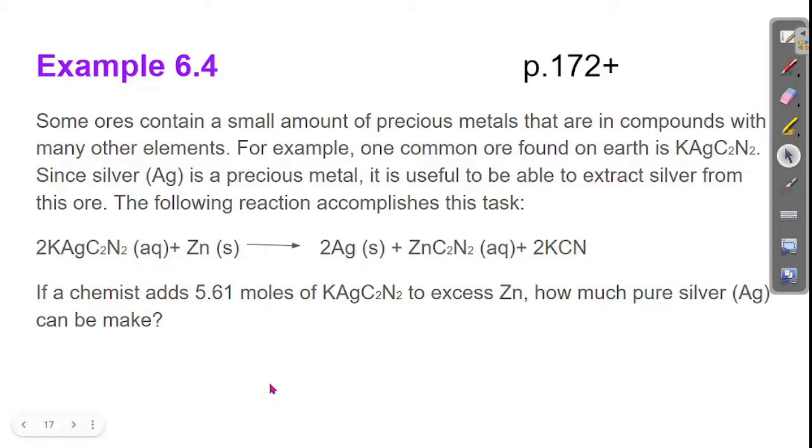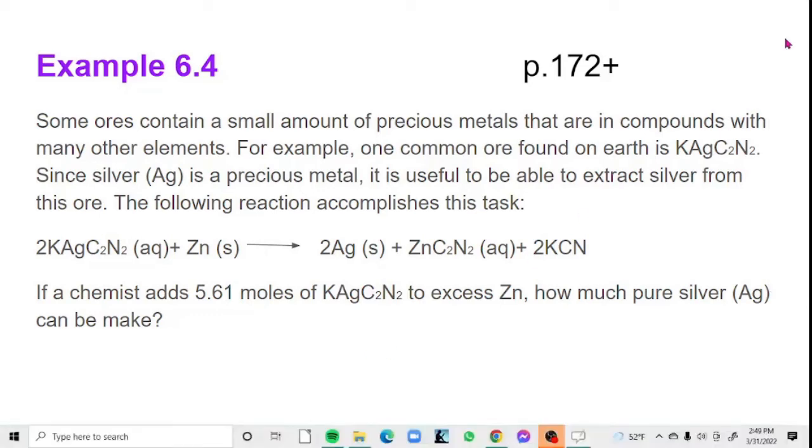If a chemist adds 5.61 moles of this ore to excess zinc, that's what you want, excess zinc, you just want to have plenty. How much pure silver, which is right here, can be made? Okay. Let's go and solve these.